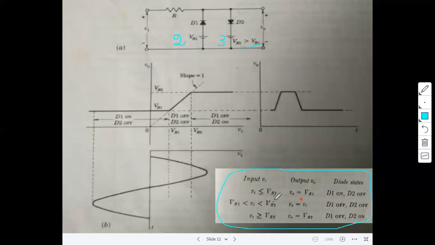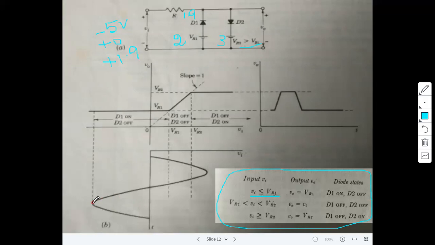Okay, what happened here? Now let us consider the first case, when Vi is less than VR1, right? That means let us consider a typical value here, 1.9 volts, less than 2. That means when the input signal varies from minus 5 volts to plus 1.9 volts, that is the range.